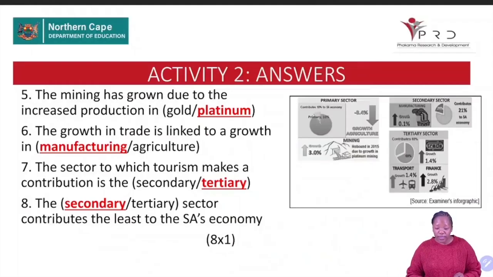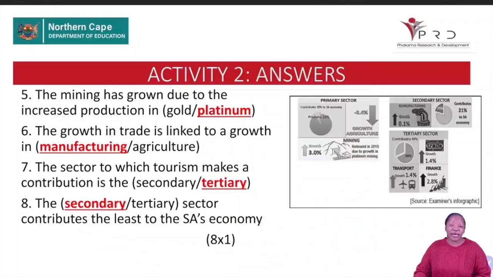So the growth there is the manufacturing. And then number 7, the sector in which the tourism makes a contribution, you're supposed to know, the tourism belongs to the tertiary sector because it provides a service.